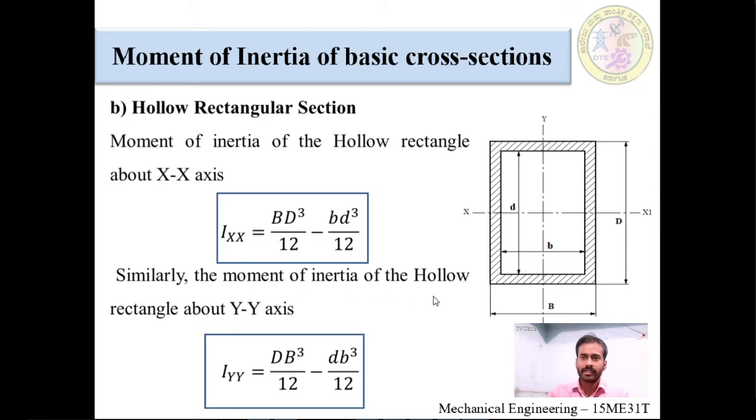Similarly, the moment of inertia of the hollow rectangular section about the y axis will be Iyy is equal to dB cube by 12 minus db cube by 12. So this is again the same, subtracting the moment of inertia of the hollow portion from the complete area of cross section.